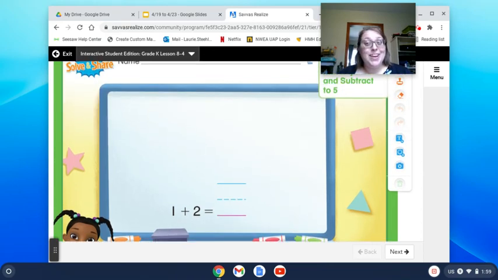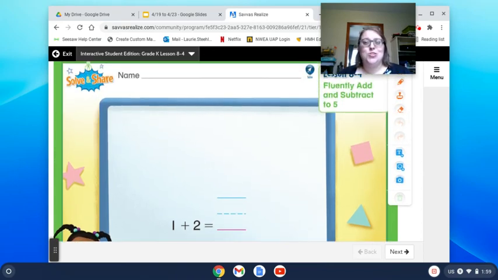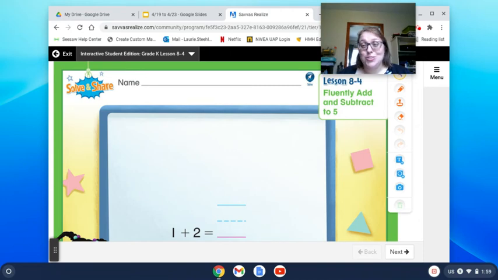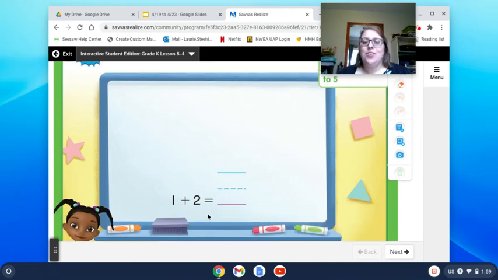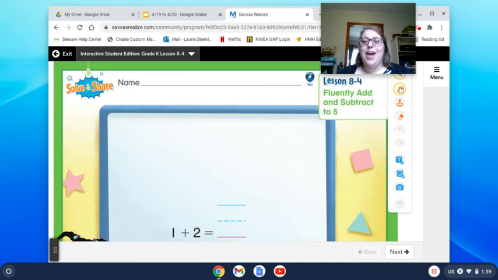Well, to explain how we solve the problem, we're going to show. We're going to draw our picture. So let's look at our equation. It's 1 plus 2. Well, I'm going to start by drawing 1 circle to represent my 1 in my equation.